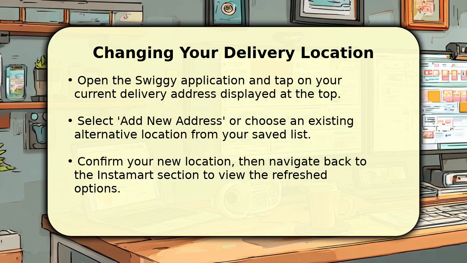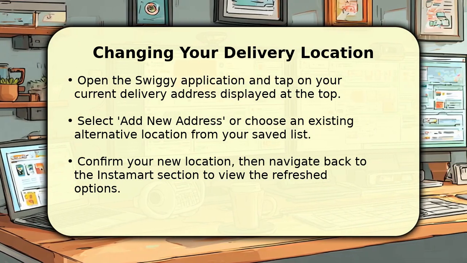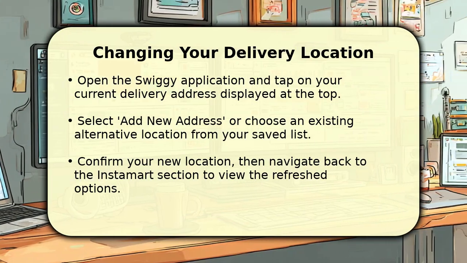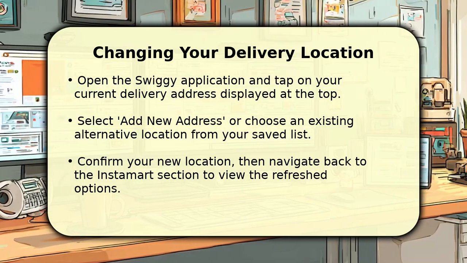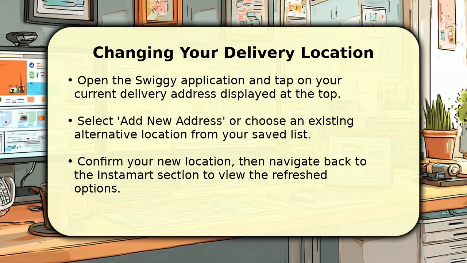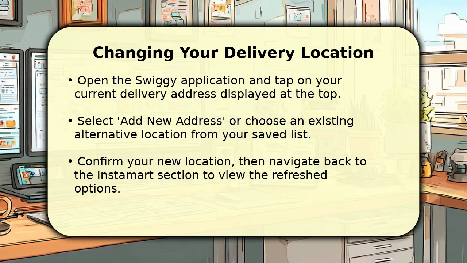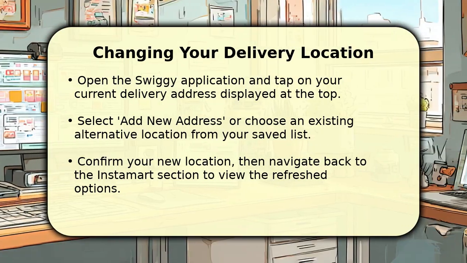First, open the app and tap on the address shown prominently at the top of the screen. From there, you can either select an alternative address you have previously saved, or tap Add New Address to input entirely new coordinates. Once you confirm this new location, return to the Instamart section. The application will now display items from the store nearest to your newly provided address.